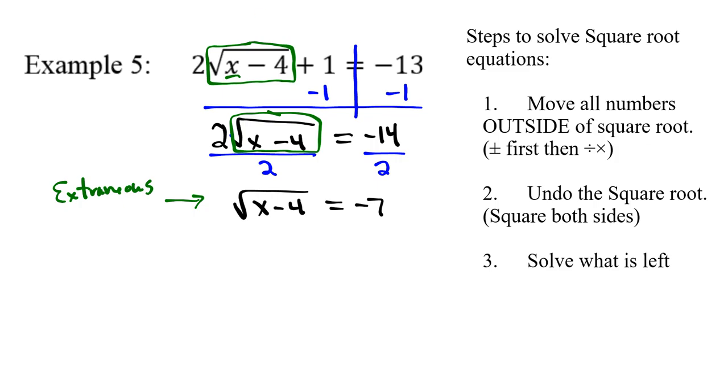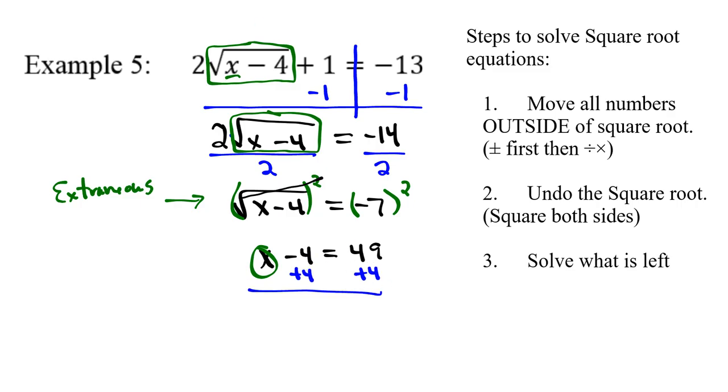So we can still continue to solve it like we did before by, again, squaring both sides because the radical is by itself now. That's going to cancel out the radical. We get x minus 4 equals 49. And then continue to solve for x by adding that 4 over. And we're going to have now x equals 53.